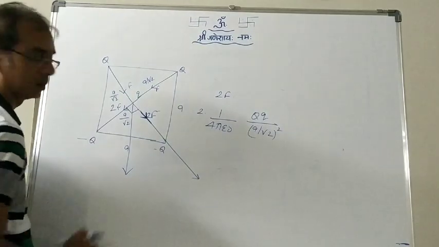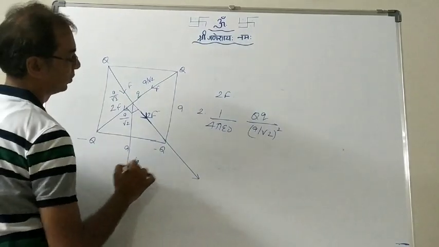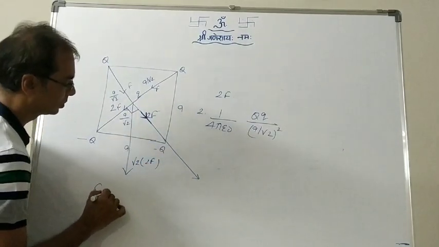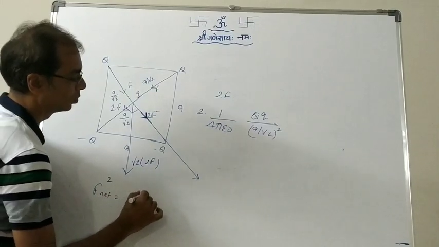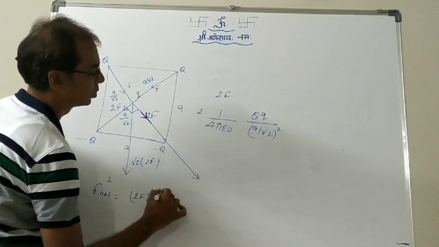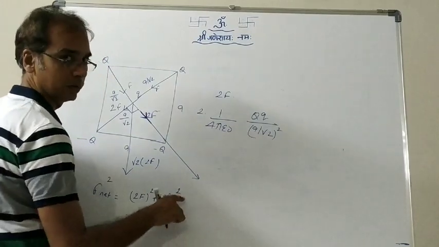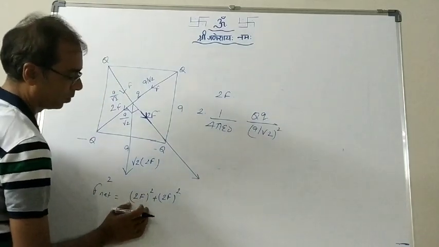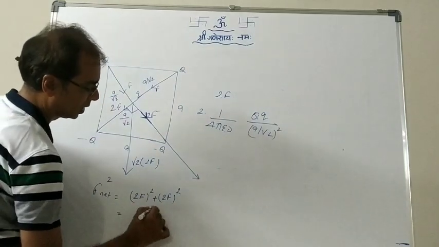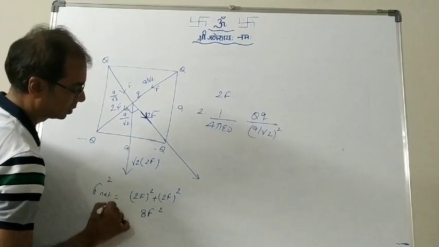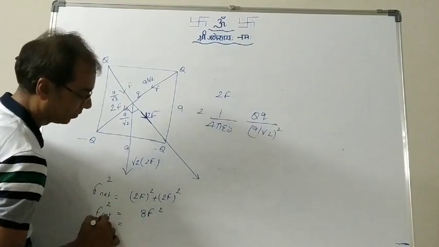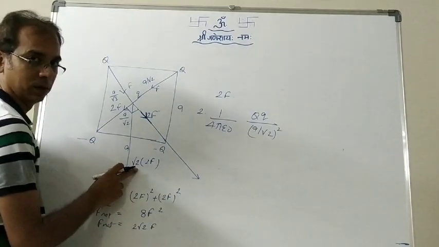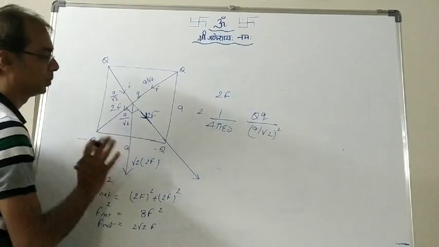So what will this force be then? Root 2 times 2F. How to find it? We can use parallelogram law. The net force: 2F whole square plus 2F whole square plus 2 into 2F into 2F into cos 90. Cos 90 is again 0, so I am not writing that part. Here what's coming? 4F square plus 4F square, that is 8F square, equal to F net square. So F net equals 2 root 2 F. See, the same thing I have written over here. 2 root 2 F is the answer in this particular case.